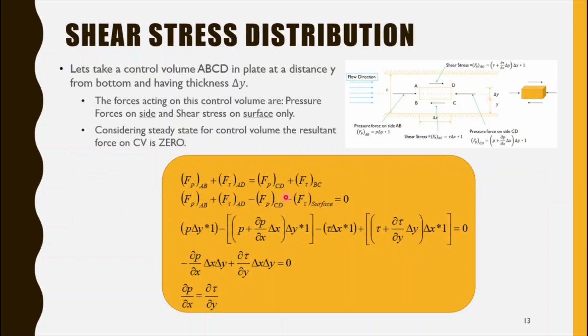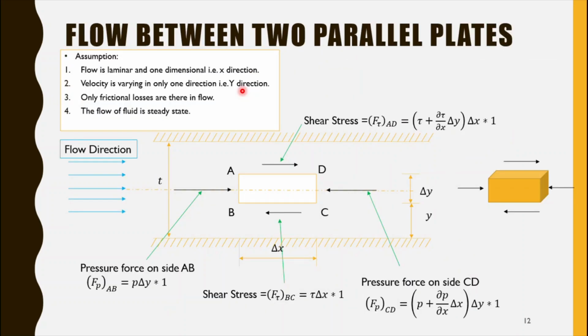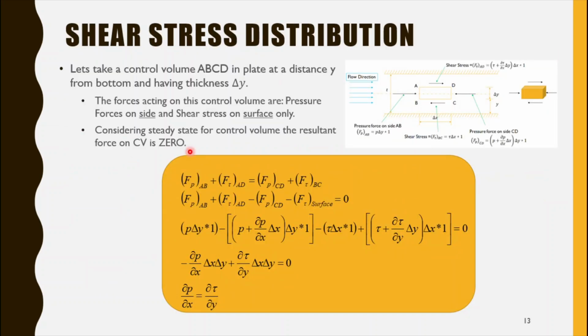To calculate the shear stress distribution, let's take a control volume ABCD in the plate at a distance y from the bottom, having thickness delta y. We are measuring this depth from here: we take y equal to 0 at the bottom and y equal to the entire thickness t at the top. At this particular height we take our control volume of thickness delta y. The forces acting on this control volume are pressure forces on the sides and shear forces on the surfaces.